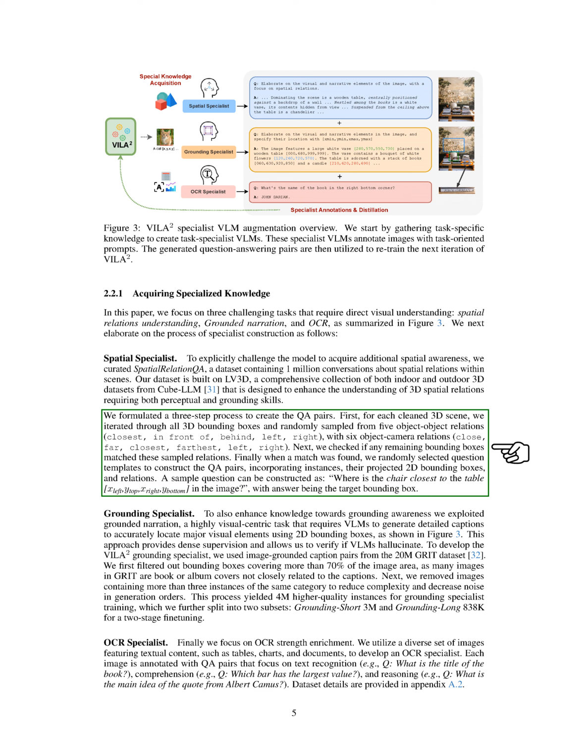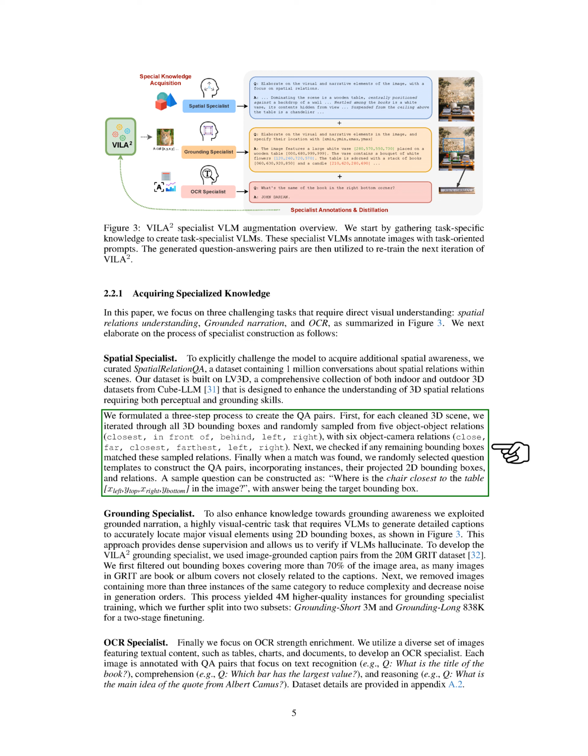We developed a 3-step process to create question and answer pairs. First, for each cleaned 3D scene, we examined all 3D bounding boxes and randomly sampled from 5 object-object relations, like closest, in front of, behind, left, right, and 6 object-camera relations, such as close, far, closest, farthest, left, right.